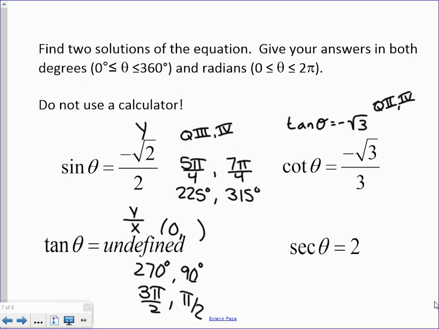The angle that has a square root 3 tangent in quadrant 1 is your 60 degree angle. So in quadrant 2, you could just do your reference angle. 180 minus 60 is 120. So it's going to be 120, and in quadrant 4, 300.